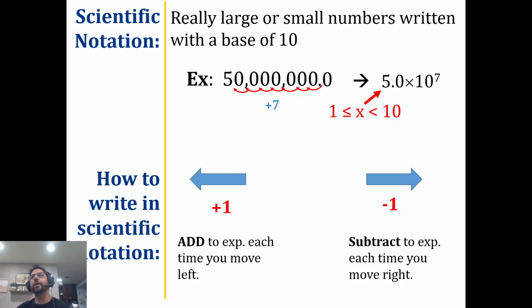So if it's like 0.003, that's considered a small number. But if it's like 330,000, 3 billion, then that's obviously a large number.